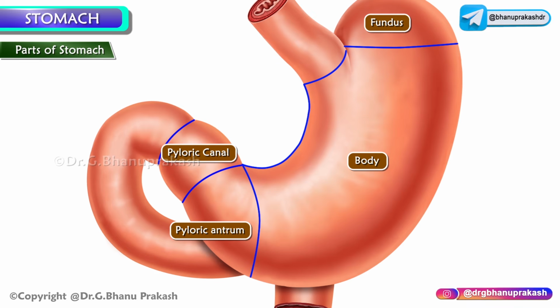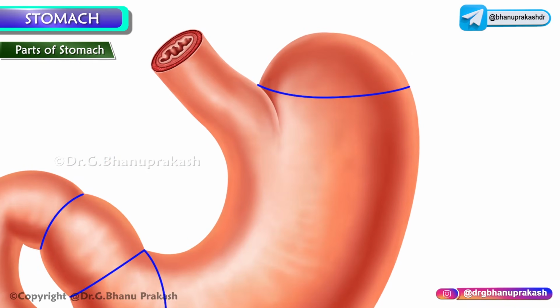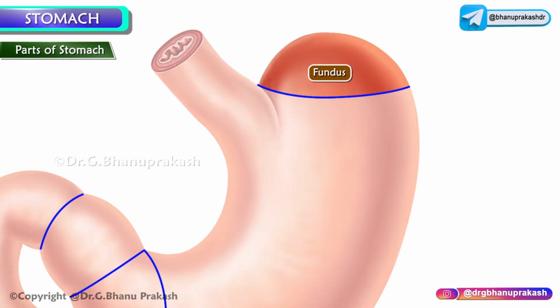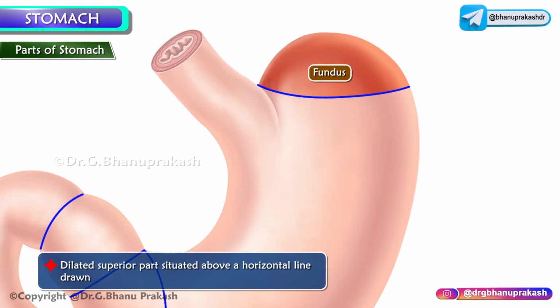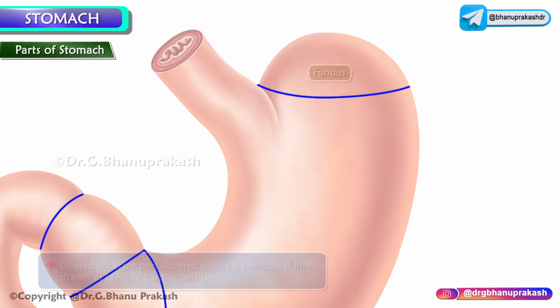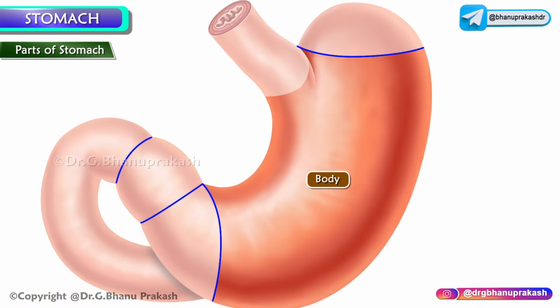So here next is the fundus of the stomach. If you see the fundus of the stomach over here, it is the dilated superior part mainly situated above the horizontal line, which is drawn at the level of the cardiac orifice and is mainly related to the left dome of the diaphragm. And the fundus may be dilated mainly by gas, fluids, food, or any combination of all these things. So after fundus, let us talk about the body of the stomach.